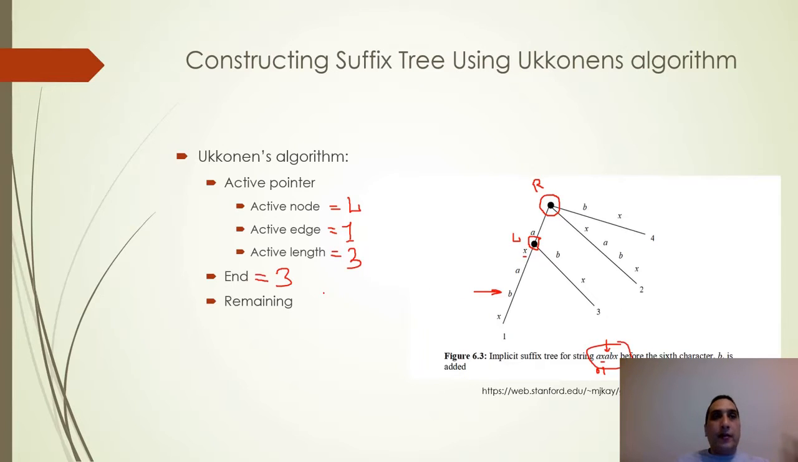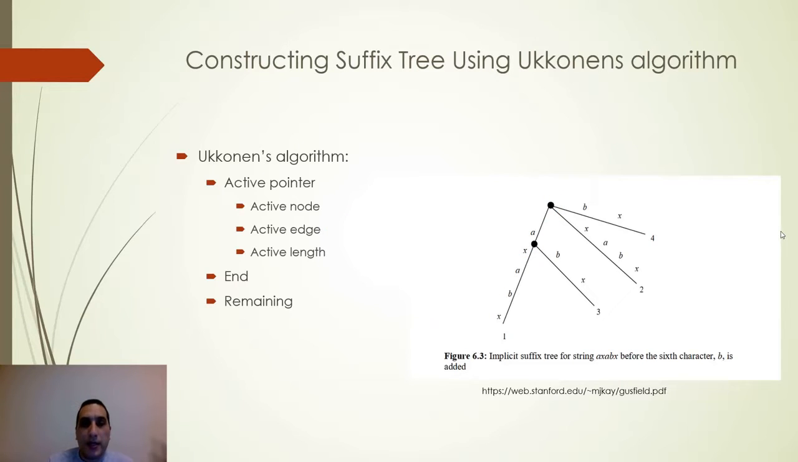Remaining is a variable that tells the algorithm how many suffixes still need to be created in order to complete the construction of a true suffix tree. And that will be explained more when we take an example and show how to construct the suffix tree using Ukkonen's algorithm.